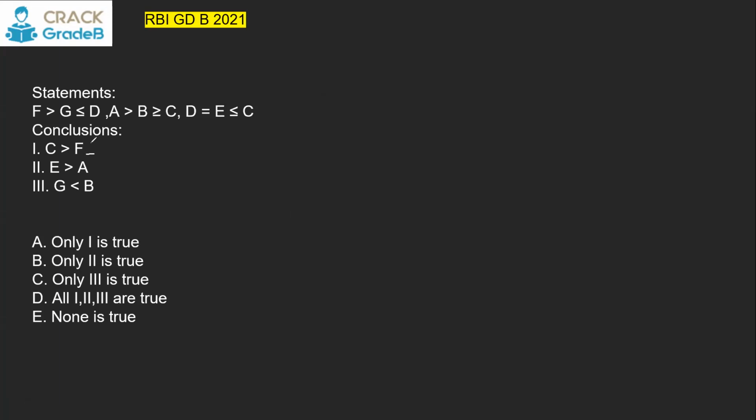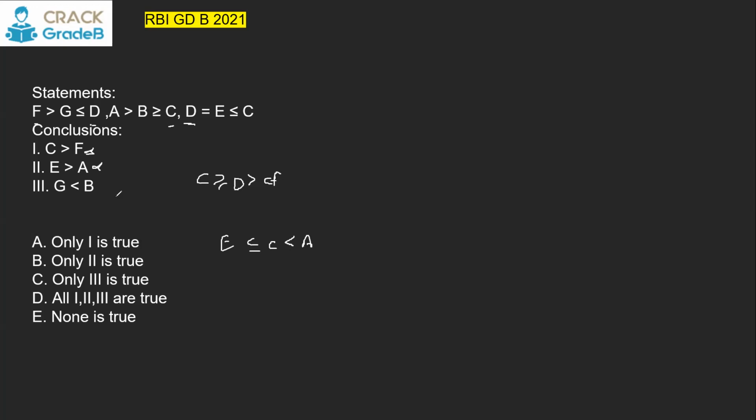We have to compare between C and F. C is greater than equal to D, and then D and F, there is a contradiction. So there is no relation like this. E and A. E is equal to D, or E is less than equal to C, and C is less than A. So E will be less than A as well. That is a wrong conclusion.